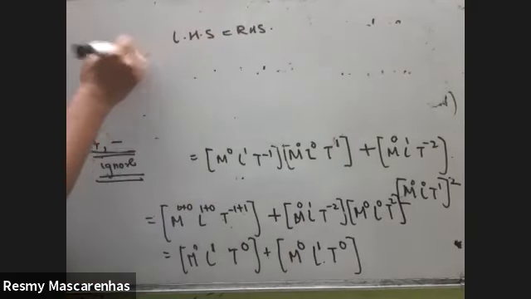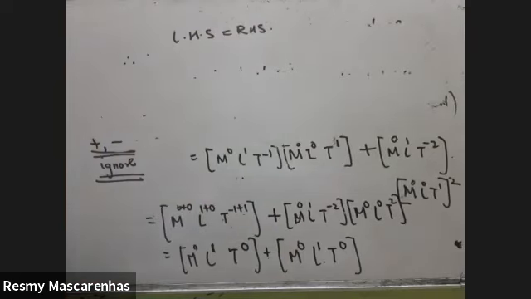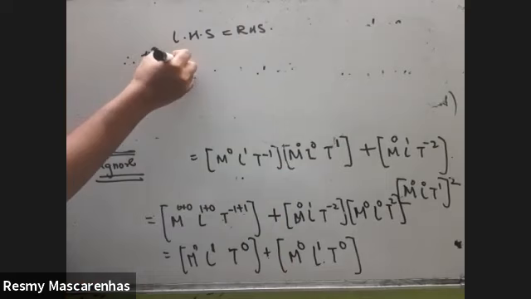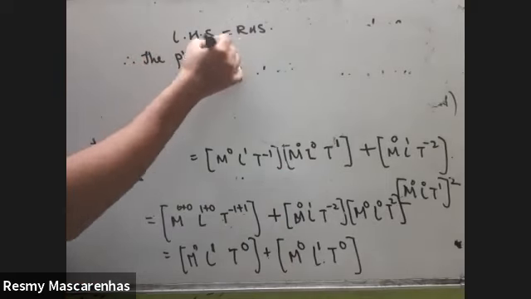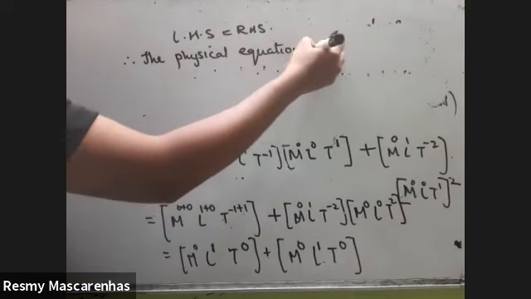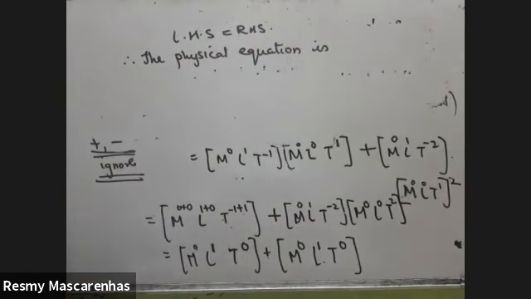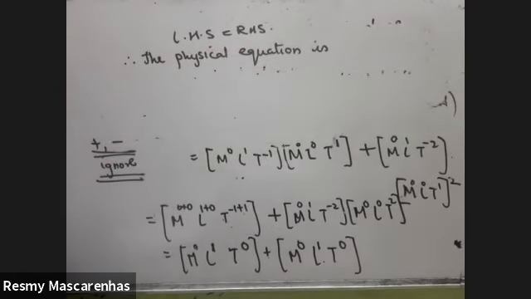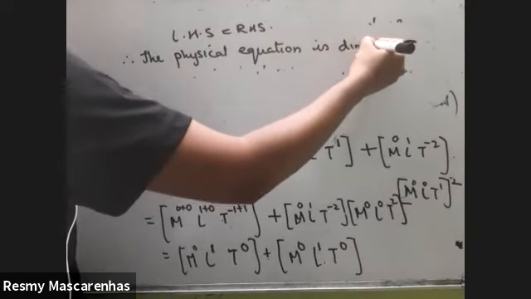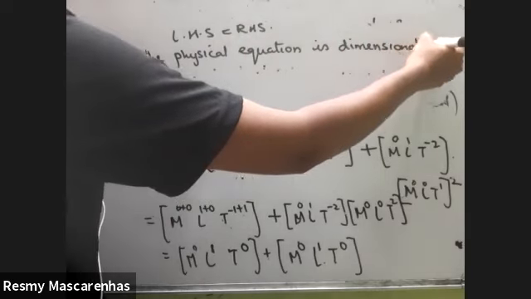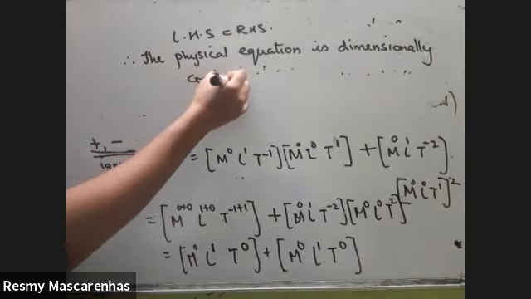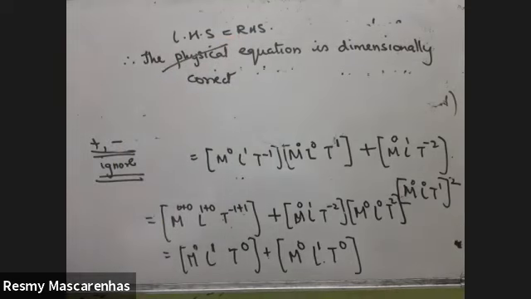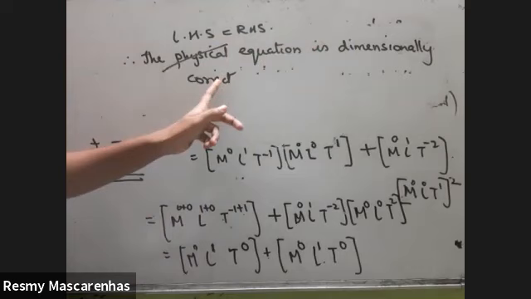And then final statement. Therefore, the physical equation is dimensionally correct. Or whatever equation they have given, say the equation is dimensionally correct. Final statement, okay? Even if you don't write it, this should be that the equation is dimensionally correct.